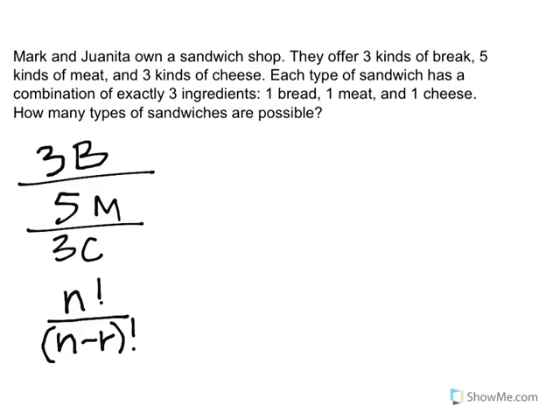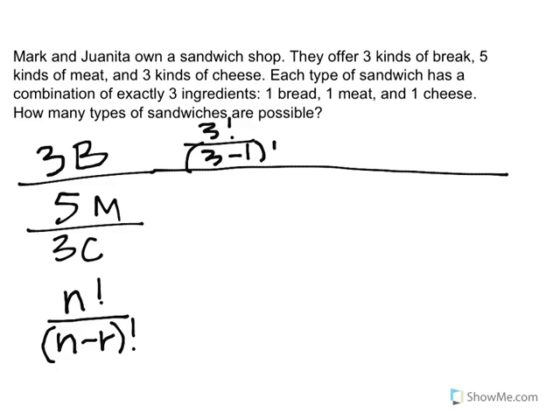So for the first one, for our bread, we plug in 3 factorial over 3 minus 1 factorial, because we can choose one type of bread. Well, 3 factorial is 3 times 2 times 1. If it were 7 factorial, it would be 7 times 6 times 5 times 4 times 3 times 2 times 1. In this case, it's just 3 times 2 times 1.